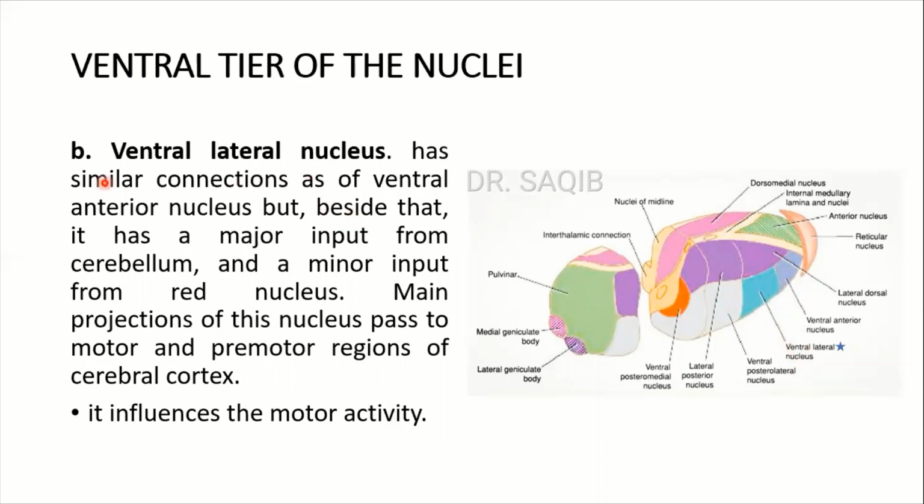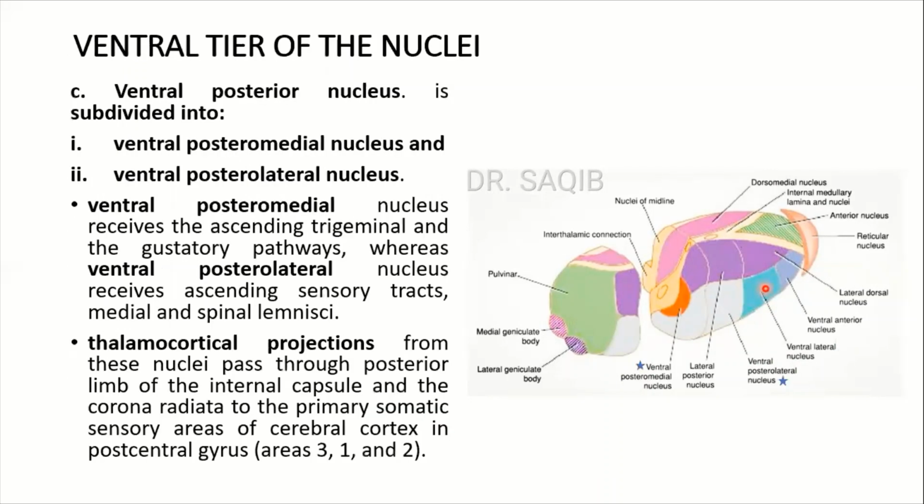Its description is it has similar connections as the ventral anterior nucleus, but besides that, it has a major input from the cerebellum and a minor input from the red nucleus. Main projections of this nucleus pass to the motor and premotor regions of the cerebral cortex. So it also influences the motor activity, right? This was the description of the ventral lateral nucleus.